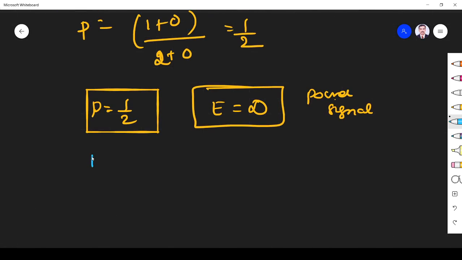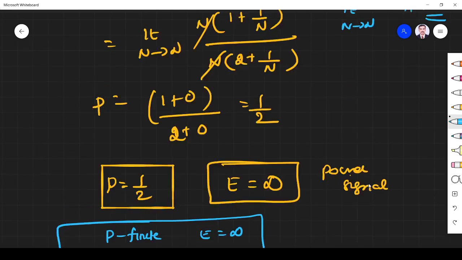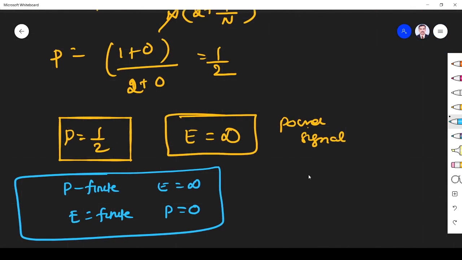So please remember, when power is finite, surely energy must be infinity. You don't need to prove this. When energy is finite, power will be 0 only. You don't need to prove it in the exam also. Directly you can write. Right? Otherwise, if you want to prove it, follow the same procedure and find the answer, it will be 0.